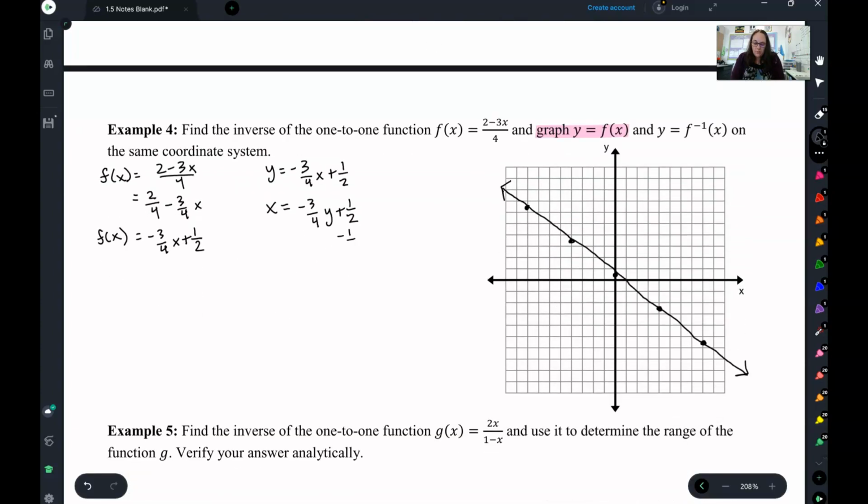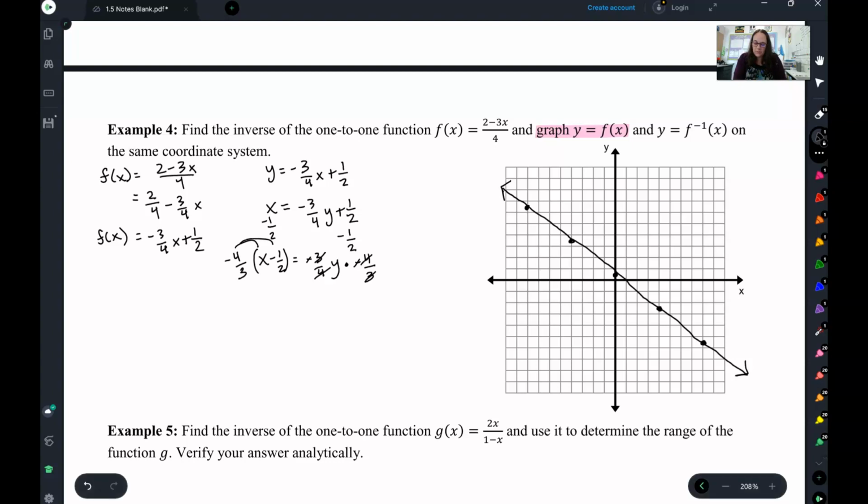So if I want to solve for y, I'm going to minus 1/2 to both sides. And then I'm going to times both sides by -4/3. Because the negatives will cancel each other out. The 4's are on top and bottom. The 3's are on top and bottom. And now I've got a y by itself.